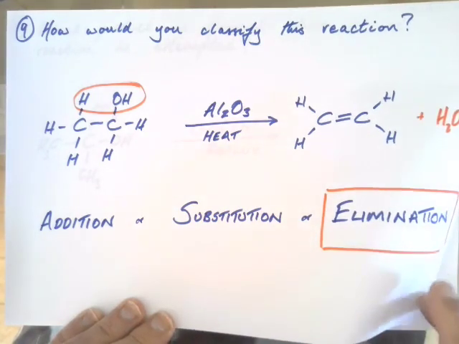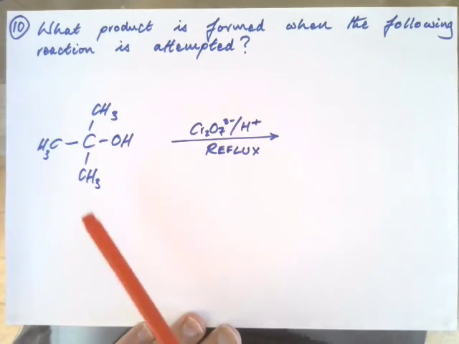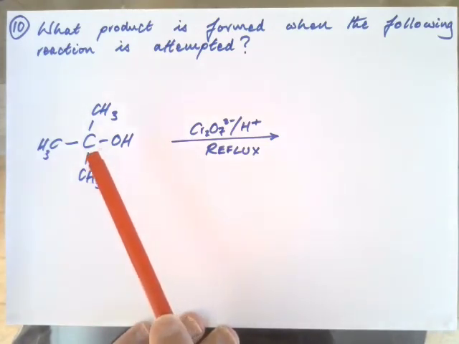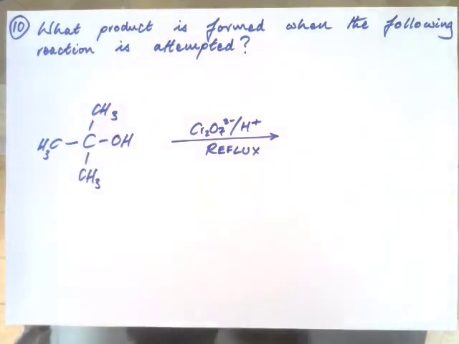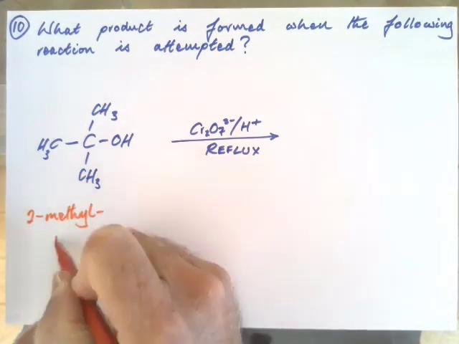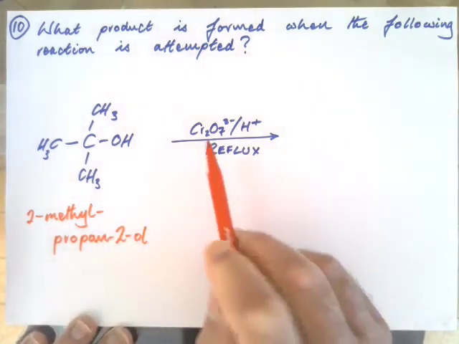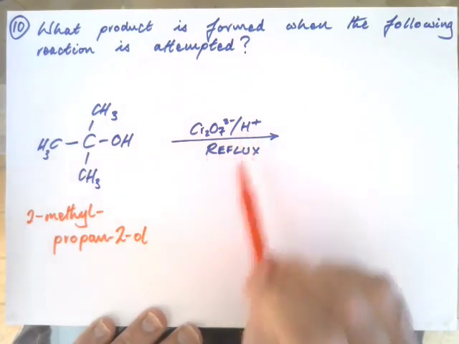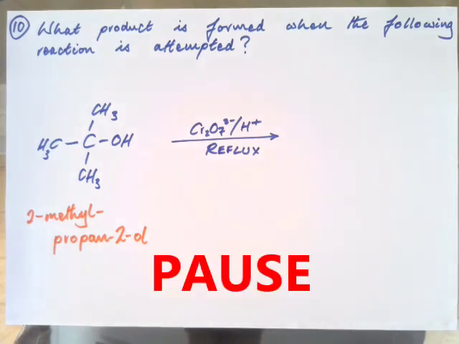Right, and the last question in our quiz, question number 10. What product is formed when the following reaction is attempted? So we have here, what is this molecule? 2-methylpropan-2-ol. And if we were to take potassium dichromate and acid and reflux this up, what product might we form? Pause the video, make your decision, see if you got it right.